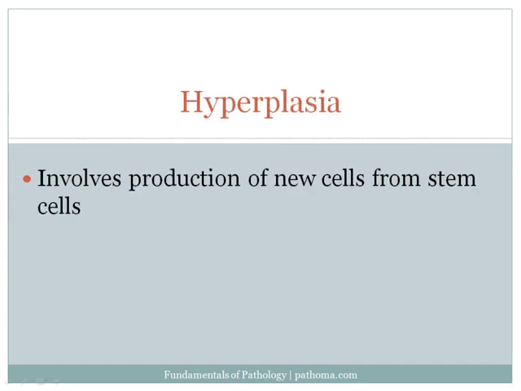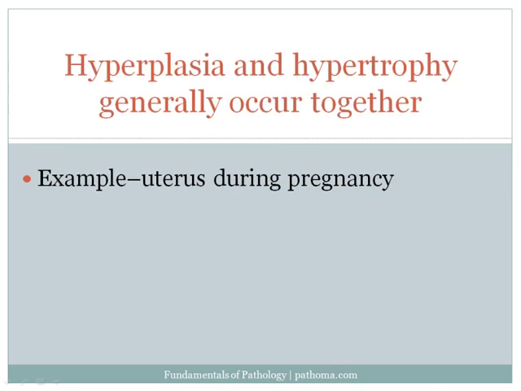Now, hyperplasia, on the other hand, recall hyperplasia being an increase in cell number. So an increase in cell number is going to involve the production of new cells. And new cells will be produced from stem cells. And that's, I think, pretty straightforward to understand. Generally speaking, hyperplasia, which is an increase in the number of cells, and hypertrophy, which is an increase in the size of the cells, usually occur together.